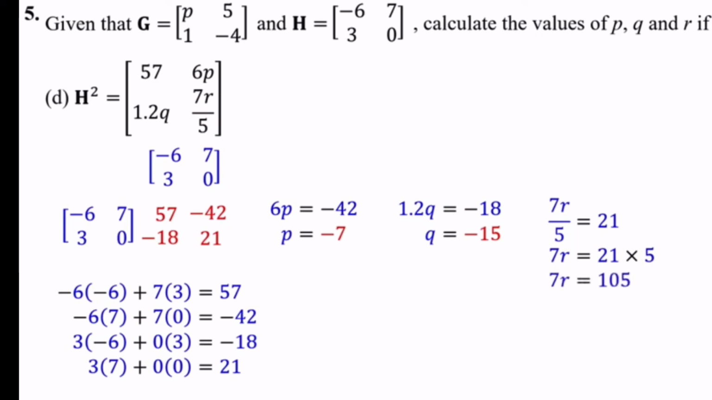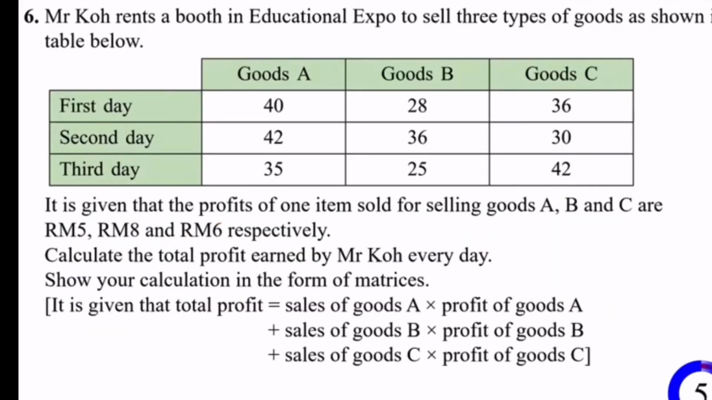Hence, 105 divided by 7 is 15. So that is the answer for r. R is equal to 15. Alright. So question number 6. Let's discuss question number 6.